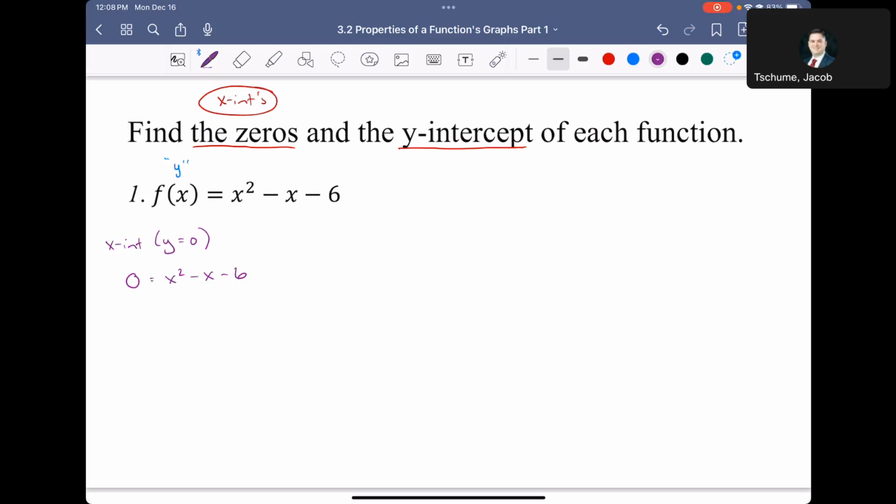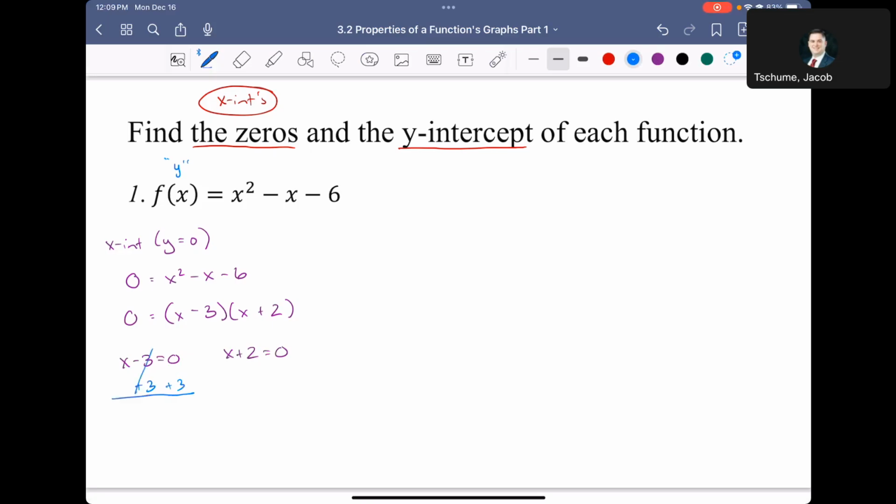Also from chapter 1, when we solved quadratic equations like this, we would usually factor them. So we want to factor this quadratic equation. I need two numbers that multiply to get -6 and add to get -1. That should be -3 and +2. Remember, after you factor, you set both of them equal to 0. So x minus 3 equals 0, x plus 2 equals 0, and we will solve them individually.